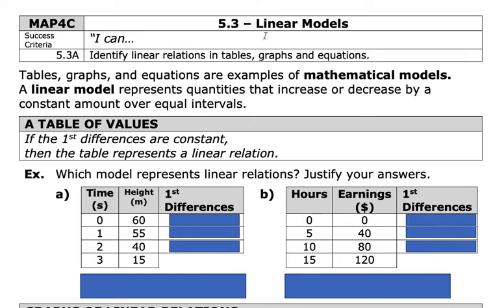MAP4C 5.3 Linear Models. Tables, graphs, and equations are examples of mathematical models. A linear model represents quantities that increase or decrease by a constant amount over equal intervals.